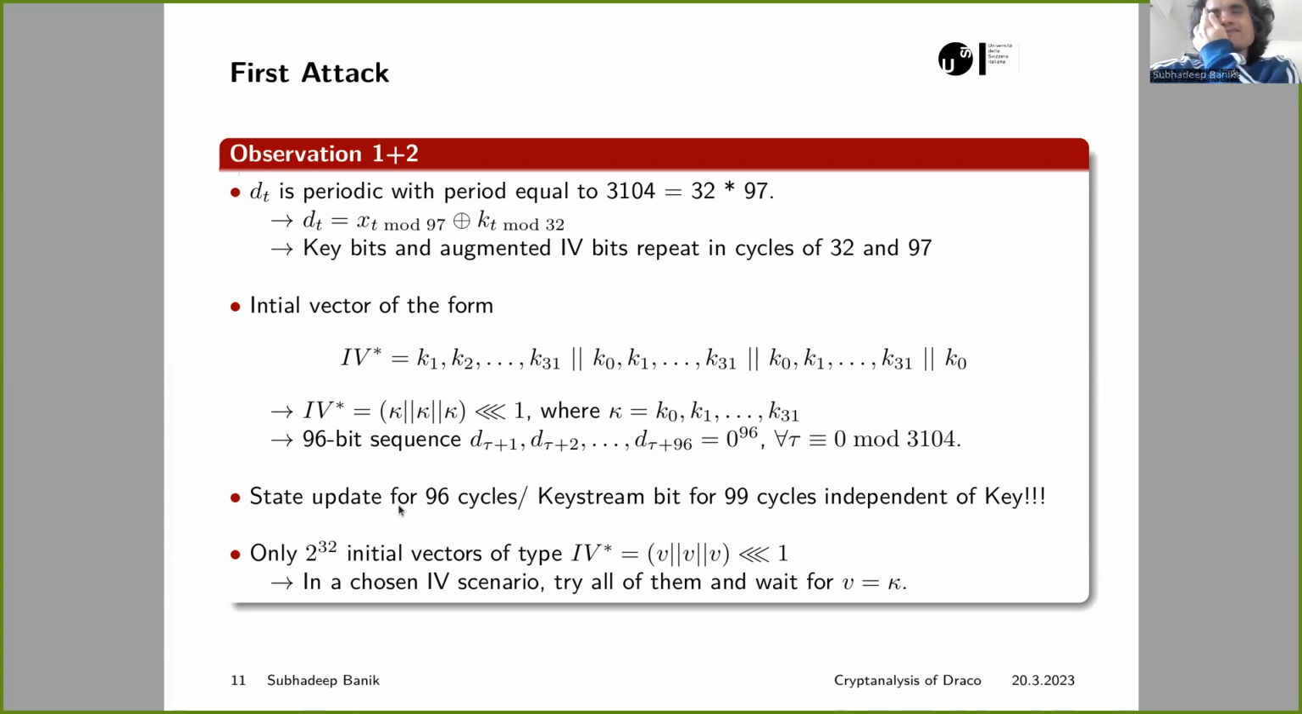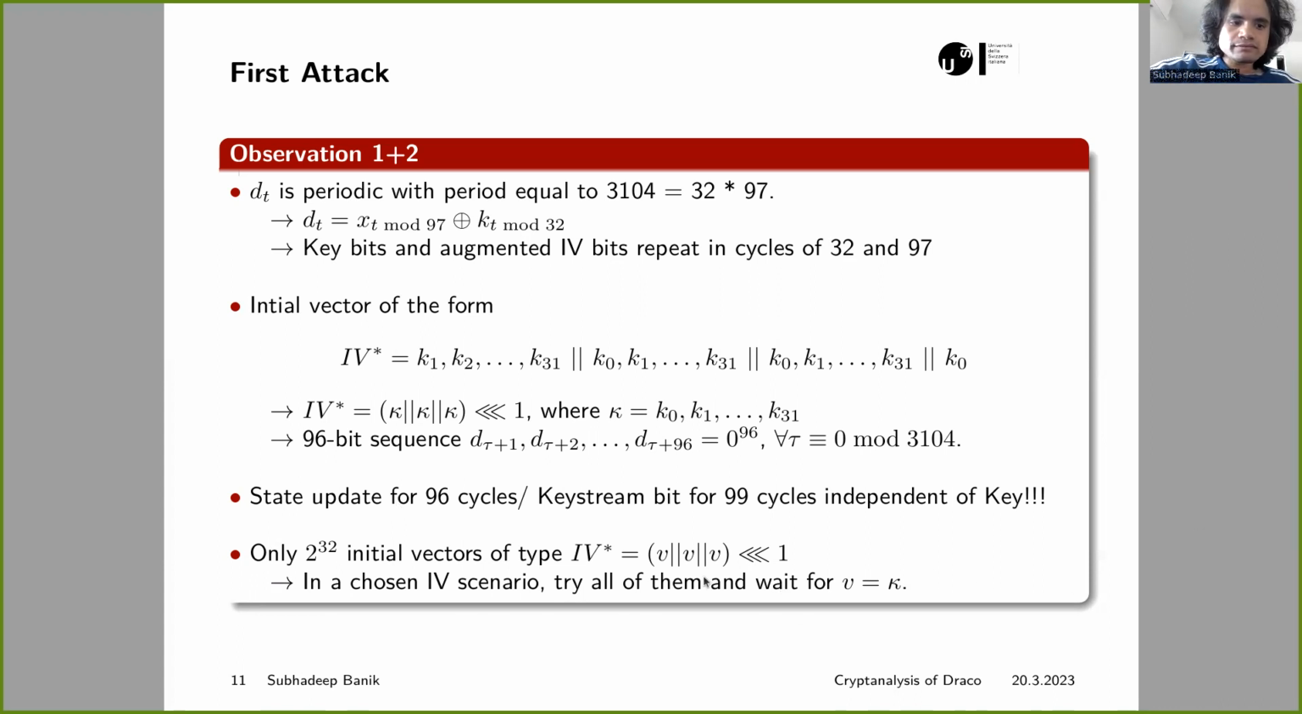Since dt is the contribution of the key to the update of the state, this essentially implies that the state update for 96 cycles, and in turn, the key stream bit generation for 99 cycles is effectively independent of the key. The key stream is independent for 99 instead of 96 because in cycles 97, 98, and 99, the state bits are updated by the key. The state bits that are updated by the key do not take part in the construction of the key stream bit.